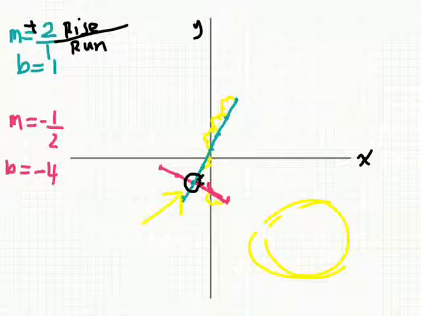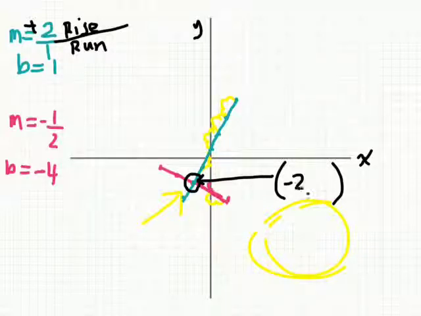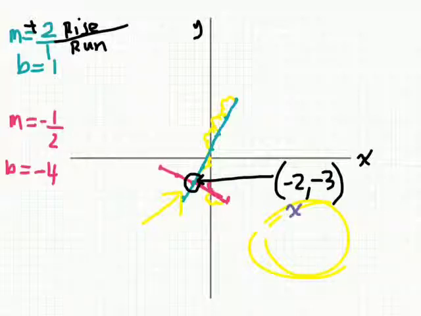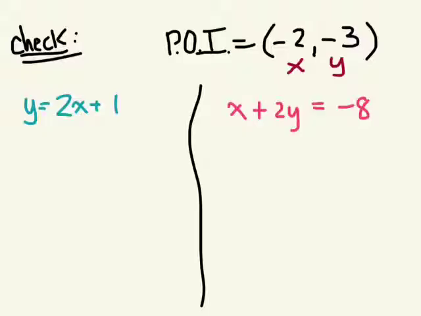What is that point? What is the coordinate of that point where they intersect? -2, -3. That means that x is -2 and y is -3, and that is true for both equations. We're going to check to see if that is true, okay? So we have our solution, which is -2, -3.